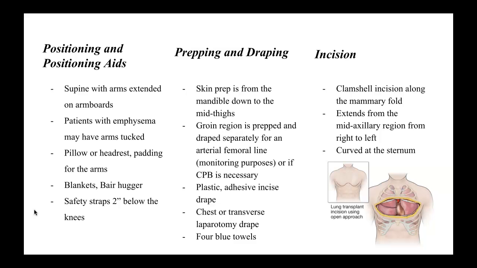The surgeon might want to use plastic adhesive and a plastic adhesive incise drape, and then a chest or transverse laparotomy drape will typically always be used along with 4 blue towels. The incision is a clamshell incision along the mammary fold. As you can see, it extends from the mid-axillary region, and then it curves along with the sternum. This is for an open approach. There is a less invasive approach where it's just this portion right here on both sides.